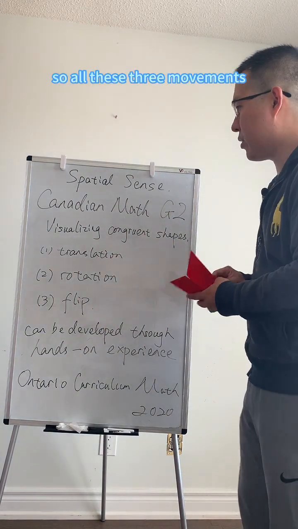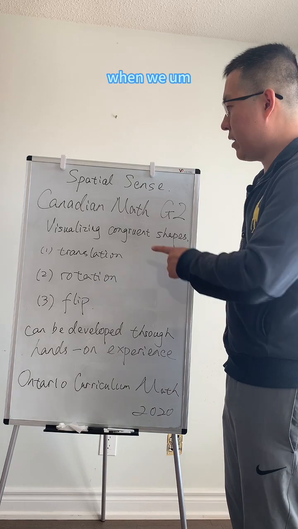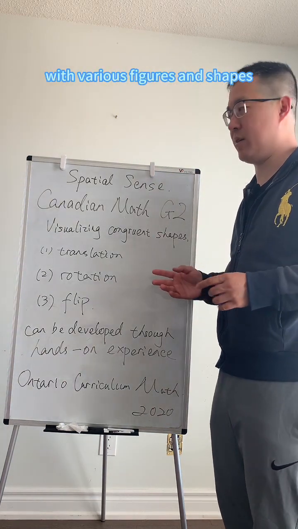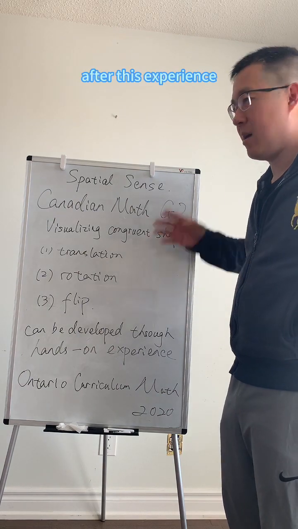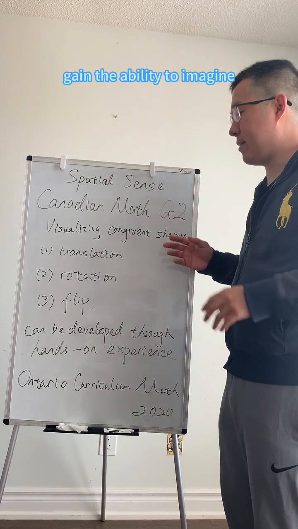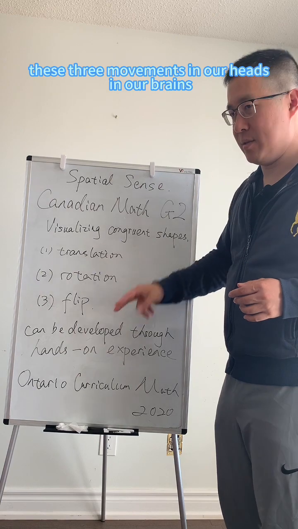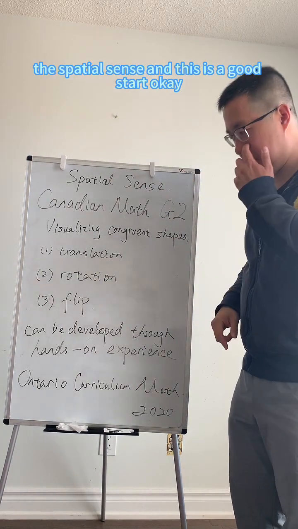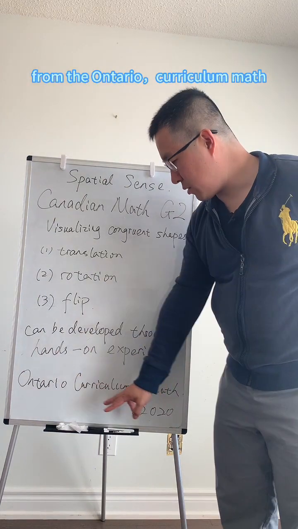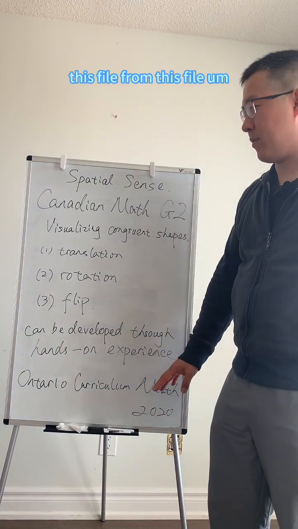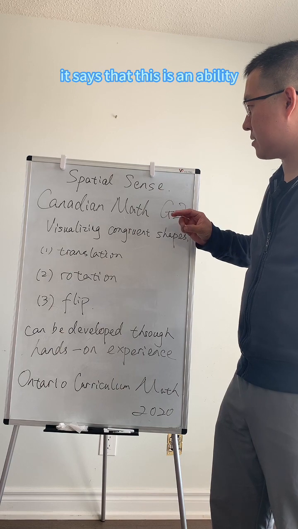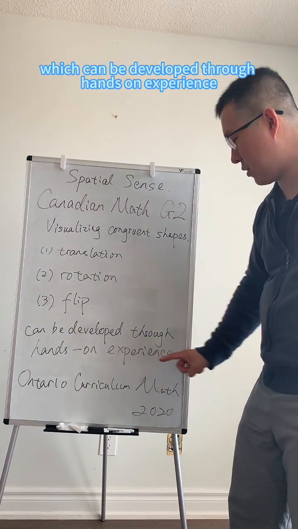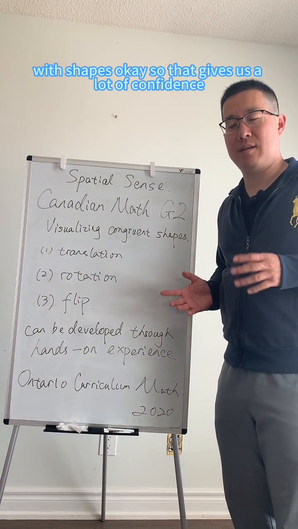So all these three movements, when we analyze them and do a lot of experiments with various figures and shapes, after this experience, our minds get trained and we gain the ability to imagine these three movements in our heads, in our brain. So that's called the spatial sense, and this is a good start. From the Ontario Curriculum Math, from this file, it says that this is an ability which can be developed through hands-on experience with shapes. So that gives us a lot of confidence.